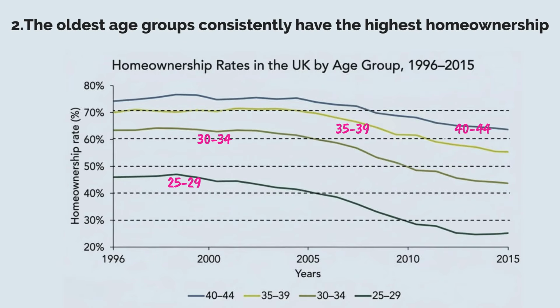The second pattern is that the older age groups consistently have higher home ownership rates than the younger ones. From the beginning to the end of the period, the lines for people in their late 30s and early 40s stay above the other two groups. Even though their rates fall, the 35 to 39 and 40 to 44 age groups remain the most likely to own a home in every year shown on the graph.